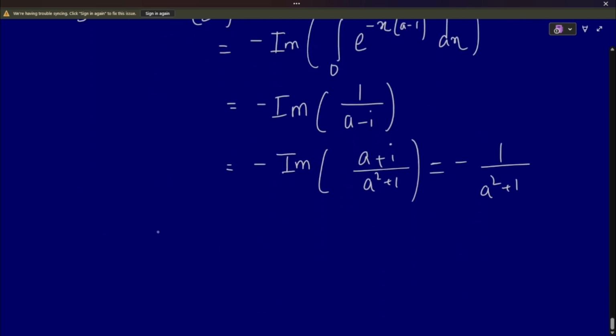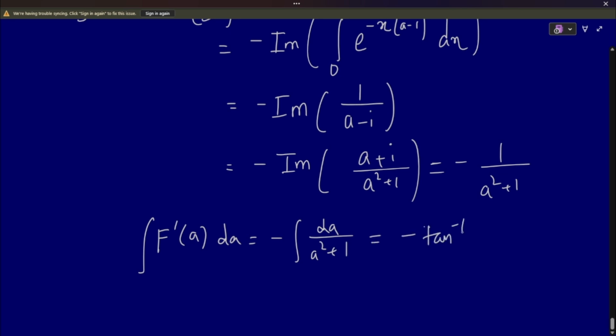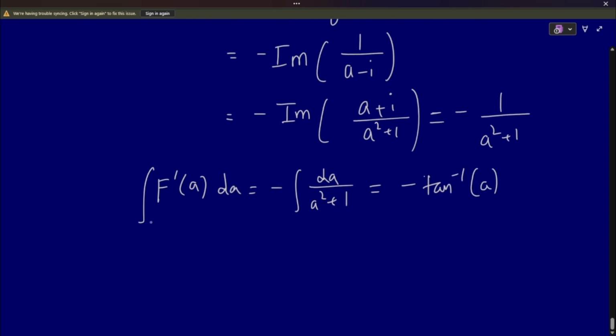Now, if f dash a is that, we can integrate f dash a da equal to minus da upon a square plus 1. Remember that a is a parameter and that is why this is possible. What does this get us? This gets us minus tan inverse a, the antiderivative of 1 upon a square plus 1. And on the left hand side, we get f of a. The fundamental theorem of integral calculus tells us that obviously we can apply limits here as well.